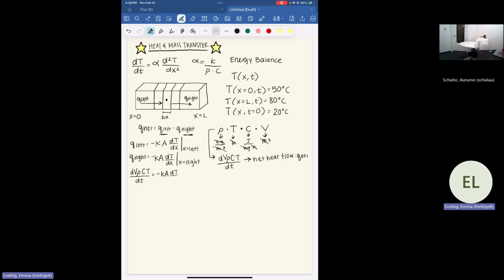by the change in temperature with respect to position evaluated at x from the left, minus a negative right here, so plus the thermal conductivity multiplied by the area multiplied by the change in temperature with respect to position evaluated at x from the right.